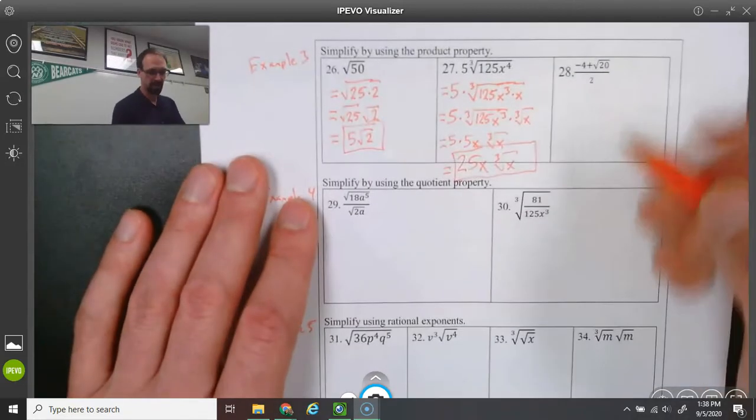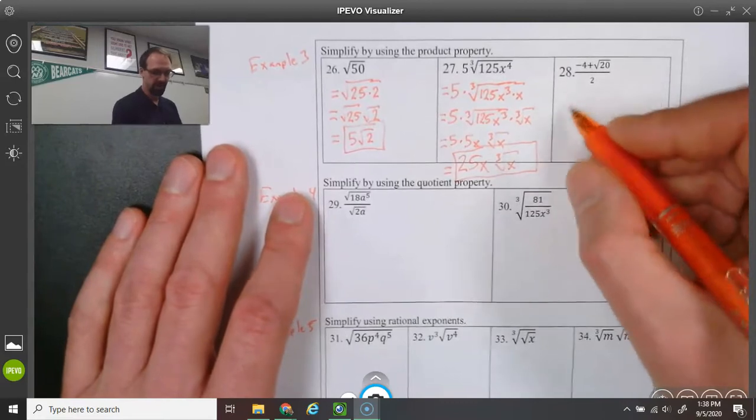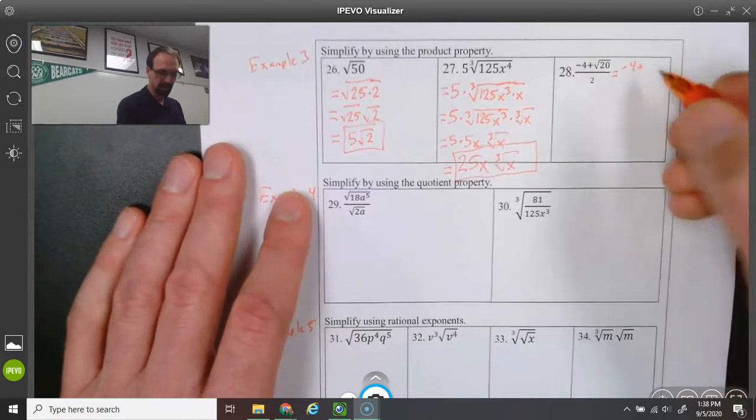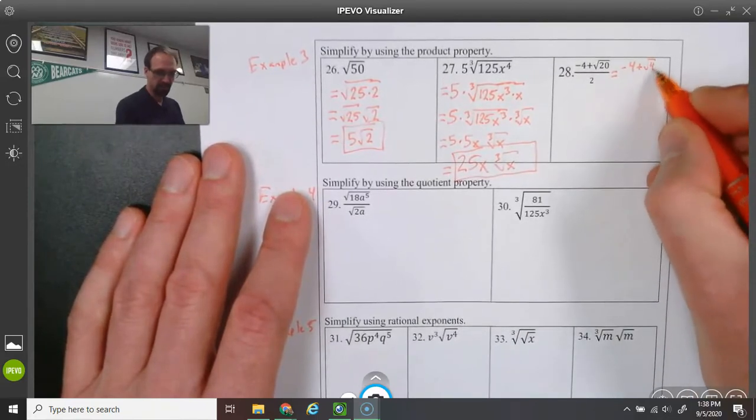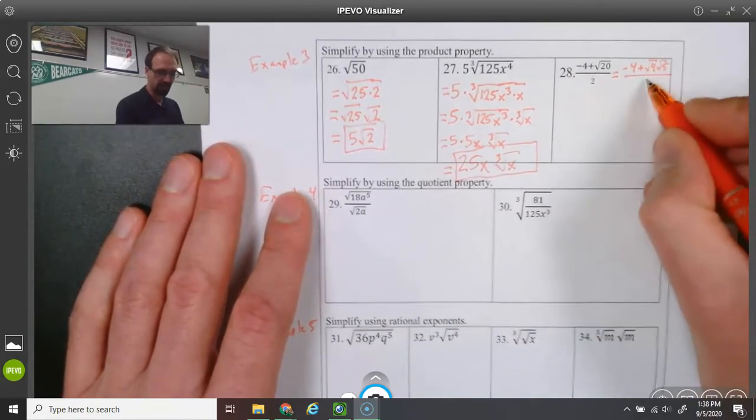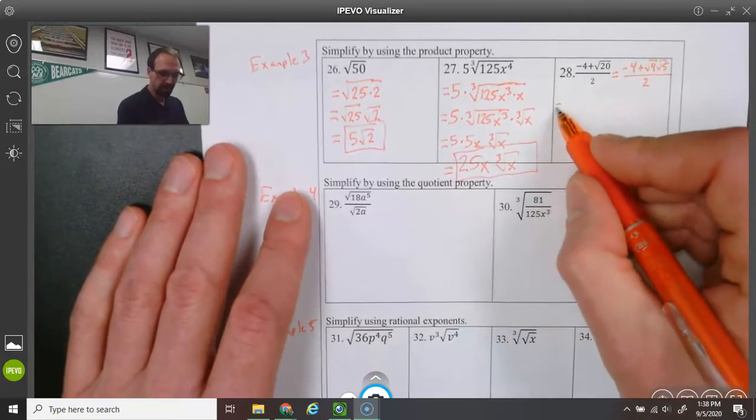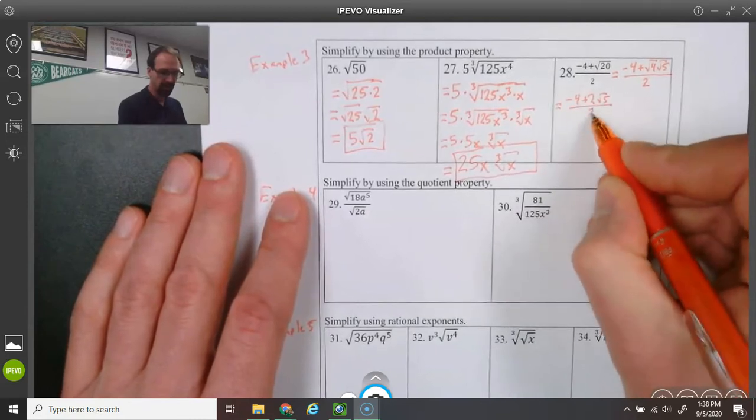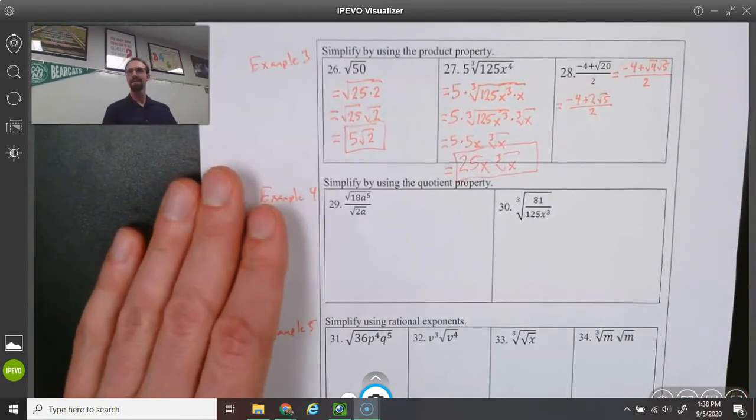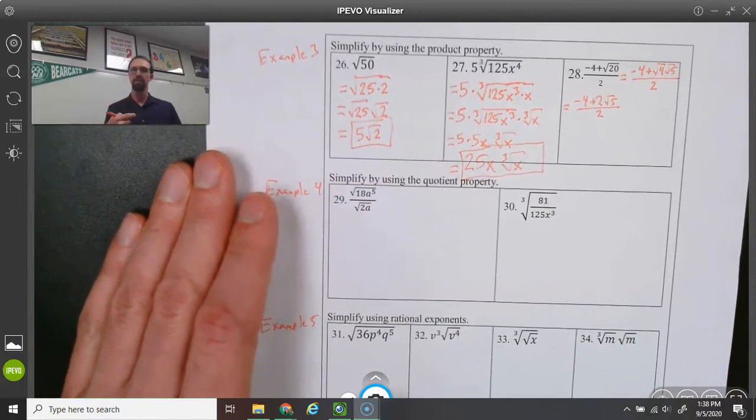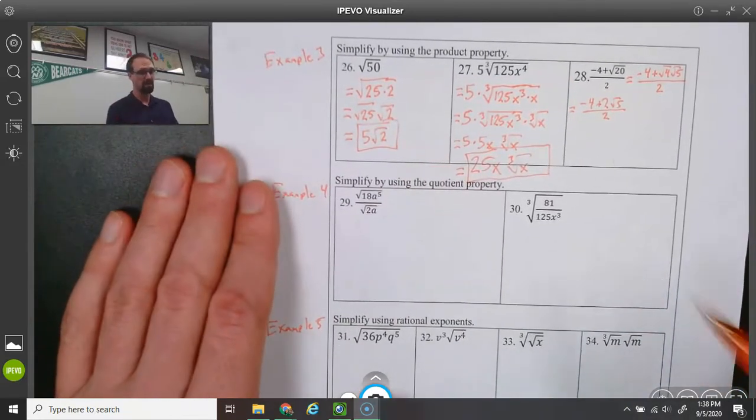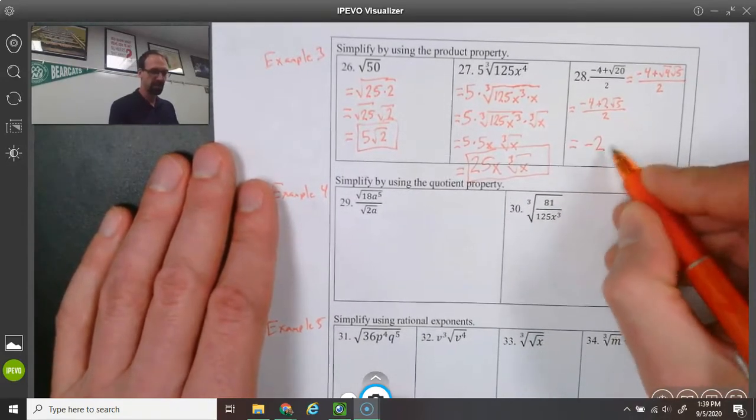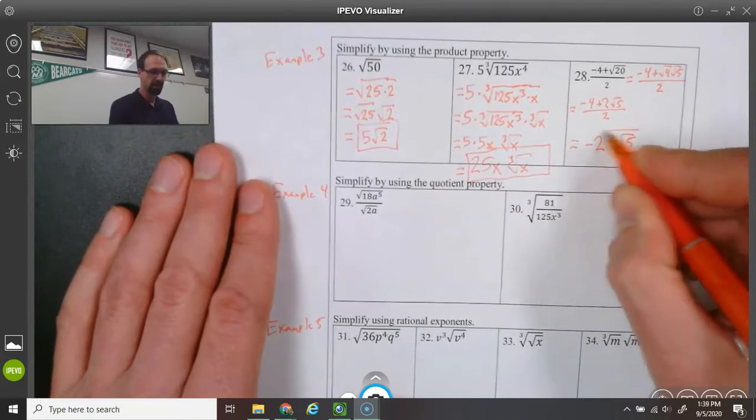28, I have negative 4 plus the square root of 20, all divided by 2. The square root of 20 is the part that I can simplify here. The square root of 20 is the square root of 4 times the square root of 5, because I can break up 4 and 5. So I have negative 4 plus 2 square root of 5, all divided by 2. I'm showcasing this one specifically because of that divided by 2: we can divide both of the terms by 2. Since you can divide negative 4 by 2 and the 2 radical 5 by 2, we can simplify this to be negative 2 plus the square root of 5.